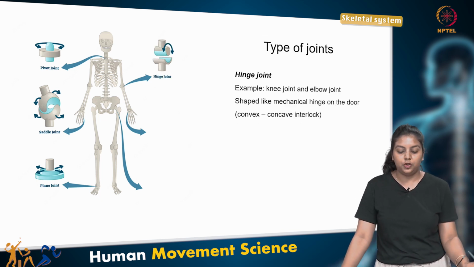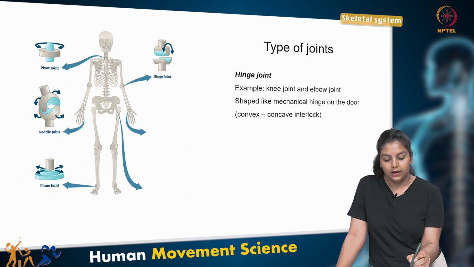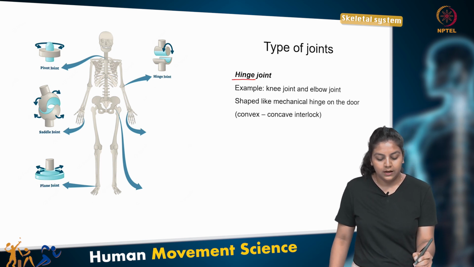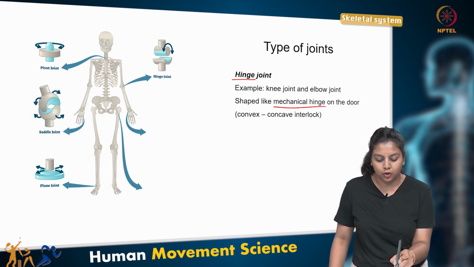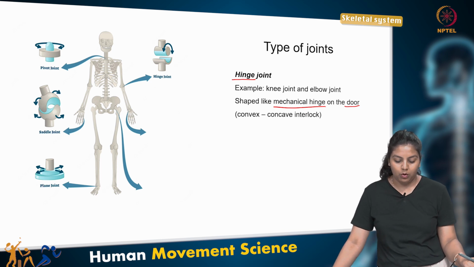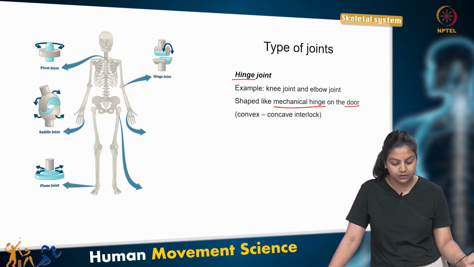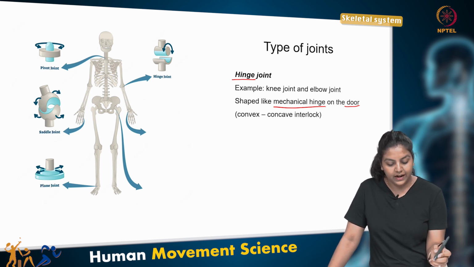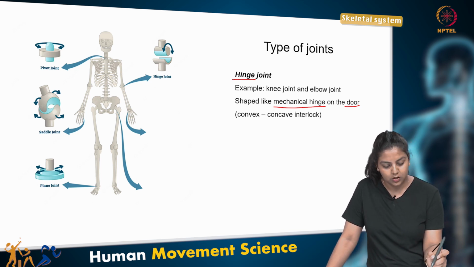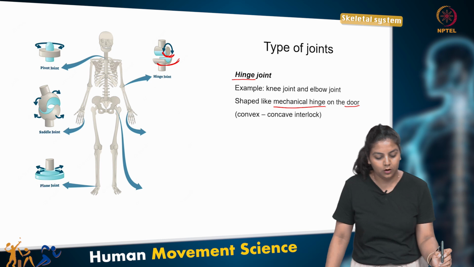So the next type of joint let's look at is the hinge joint. So as the name suggests here, hinge, again, imagine like a mechanical hinge on a door, right, which allows for movement in one direction. So again, like the previous joint, we have a convex and a concave interlock, same as the hinge.